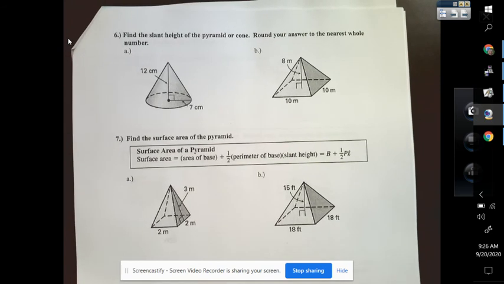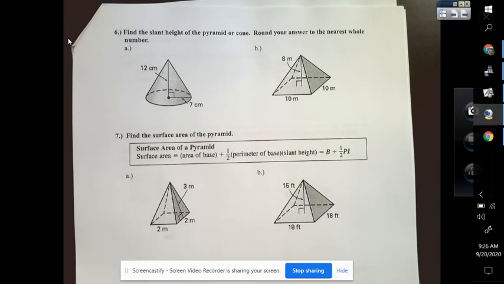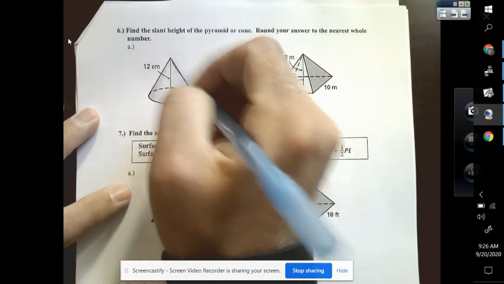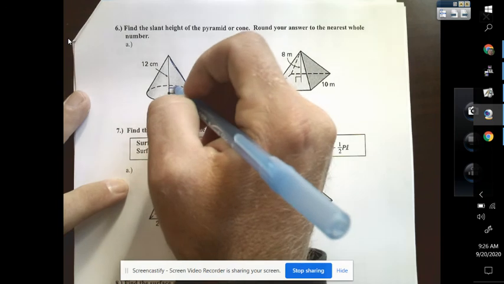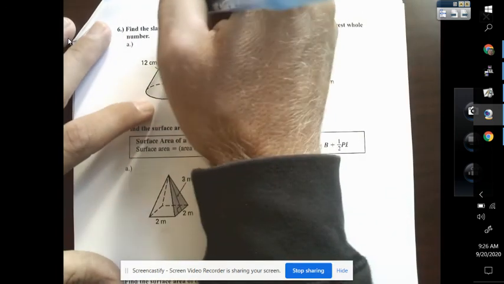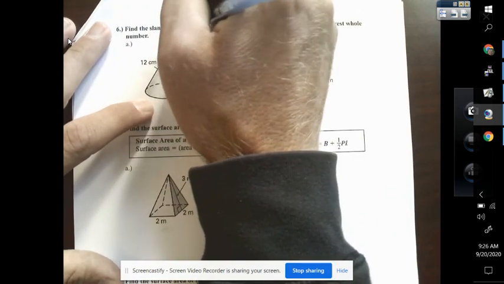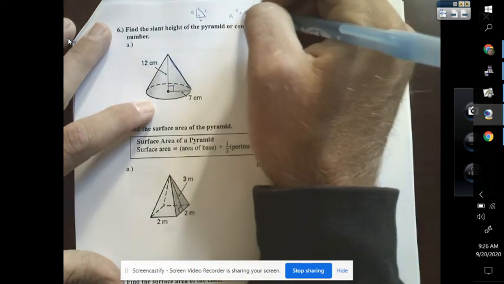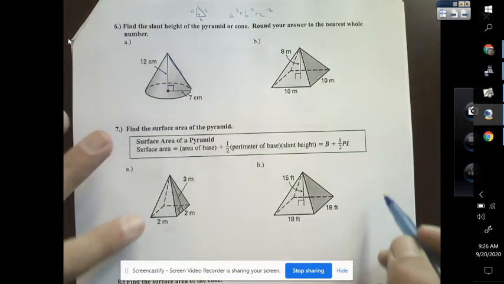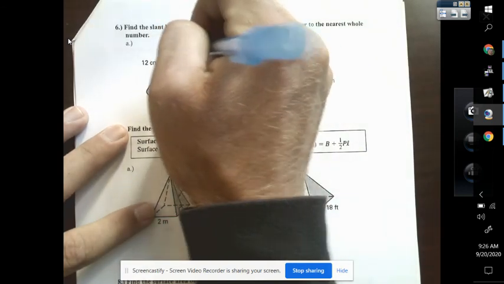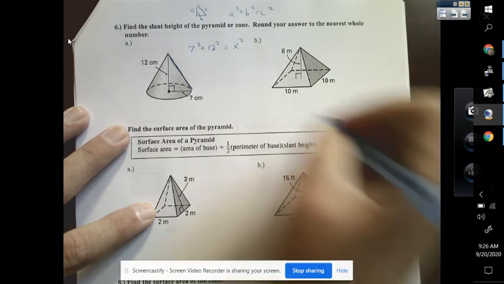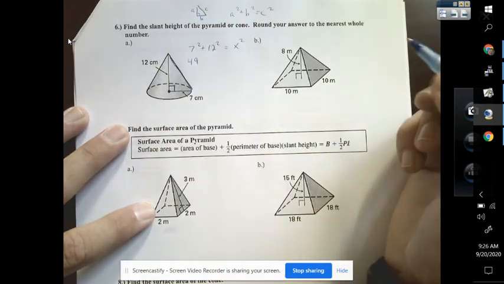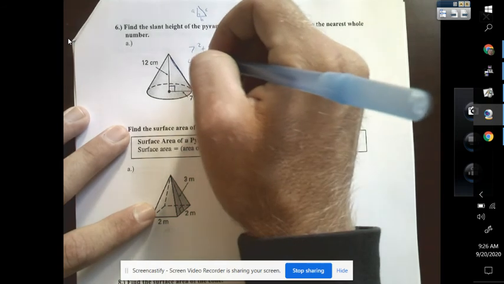So we're going to find the slant height of the pyramid or cone, rounding your answer to the nearest whole number. Slant height is this distance. Basically, guys, what I need to do is use the Pythagorean theorem. If I have a right triangle with sides A, B, and C, A squared plus B squared equals C squared. So in this problem, we're doing 7 squared plus 12 squared equals, we'll call it x squared. 7 squared is 49, 12 squared is 144.